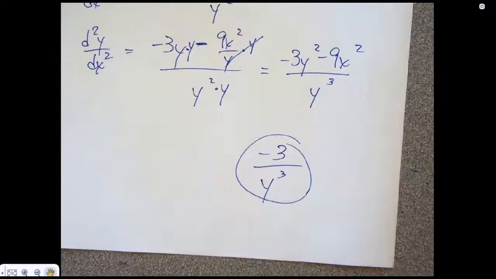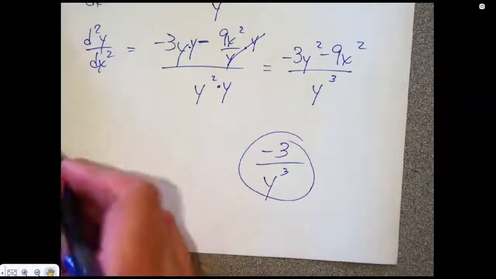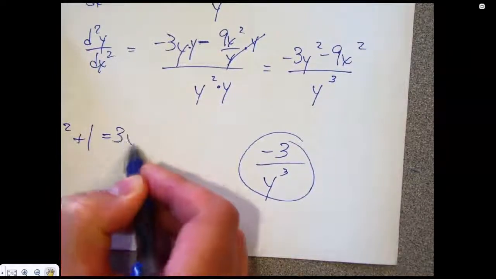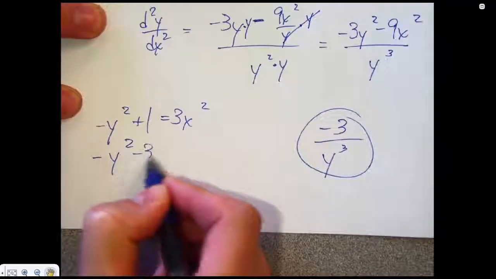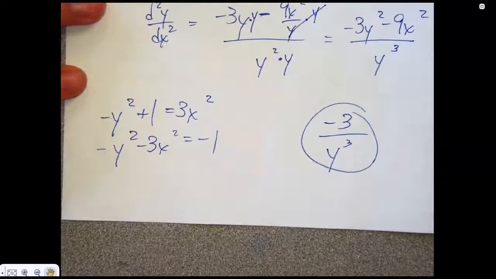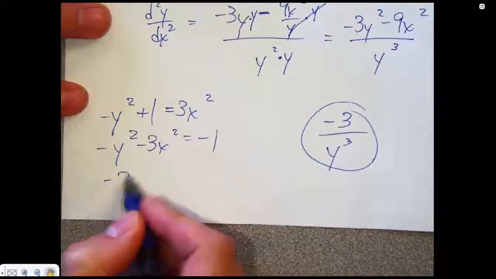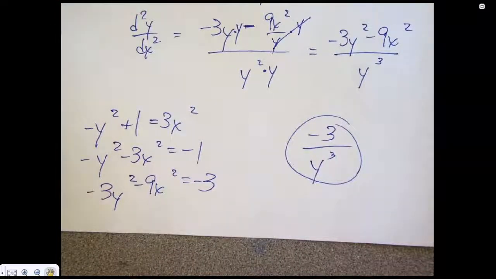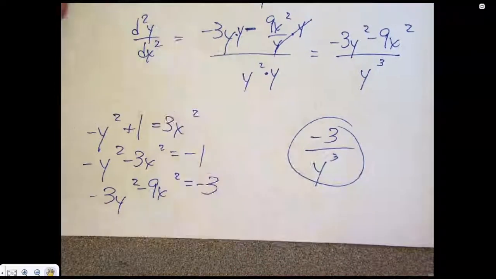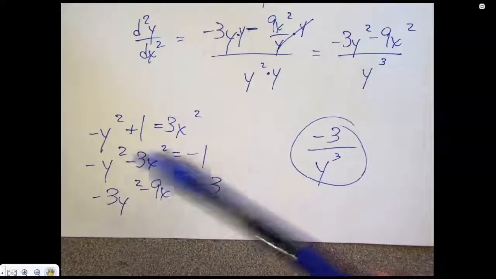Again, this isn't a required step. I just think it's cool. Your original problem was negative y squared plus 1 equals 3x squared. Couldn't I rewrite that as negative y squared minus 3x squared equals negative 1? Which would therefore mean negative 3y squared minus 9x squared equals negative 3. And then I would be able to plug in. So there's often this extra stuff that you can do, but you don't have to. Don't freak out if you don't understand that part. That's just me thinking it's interesting more than anything else. Math is interesting. How many see what I'm talking about here, though? Okay, cool.